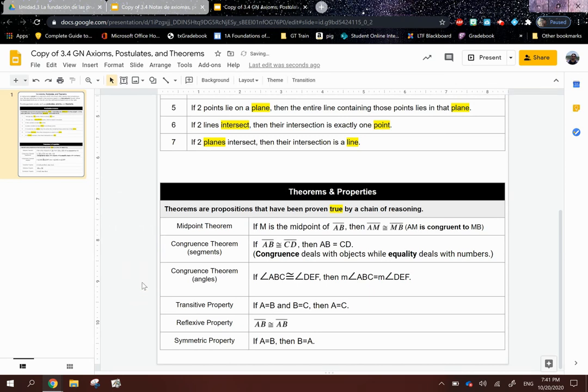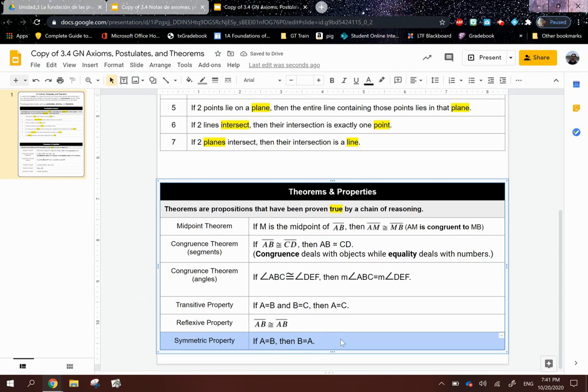And finally, the symmetric property tells us if A equals B, then B equals A. So they are the same. You just flip them around and they remain the same to each other. And that is it for the notes, guys.